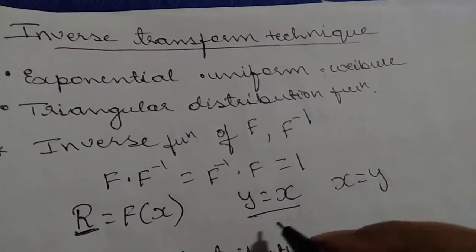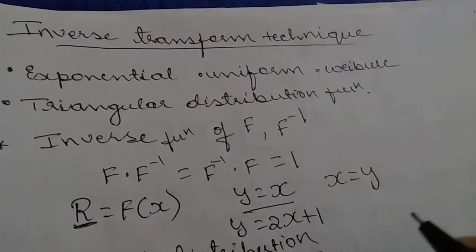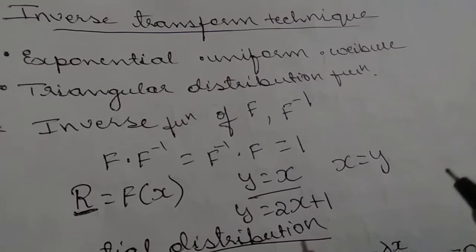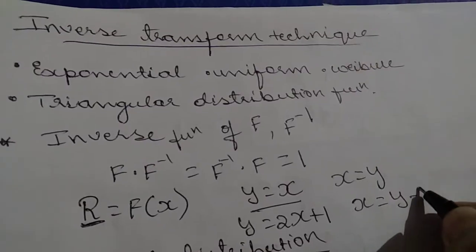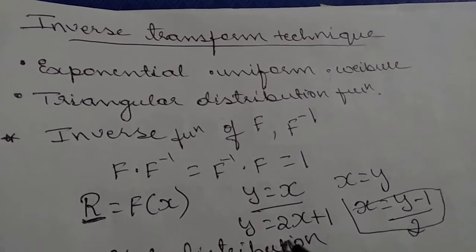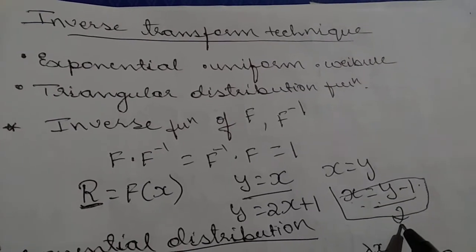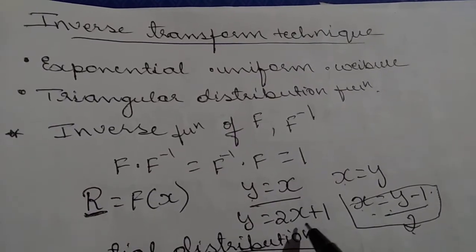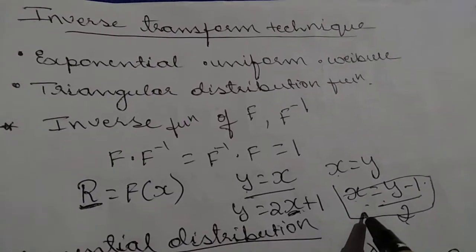But if I have y is equal to 2x plus 1, then how will I write the inverse of this one? You have to solve for x. So I'll take x is equal to y minus 1 divided by 2. This is the inverse function of this one. If y is given, you have to solve for x. Here, see, x is here. You have to solve for this x. This is called the inverse function.